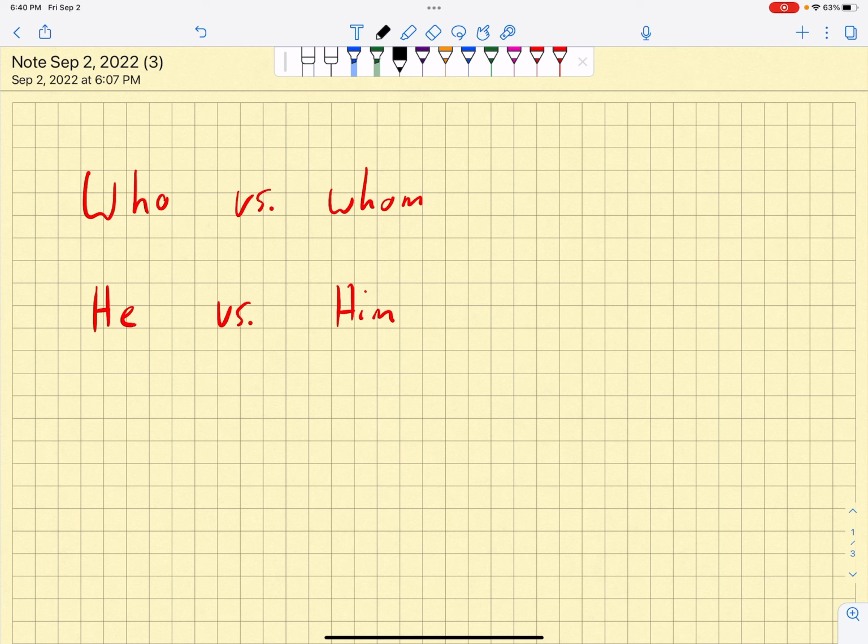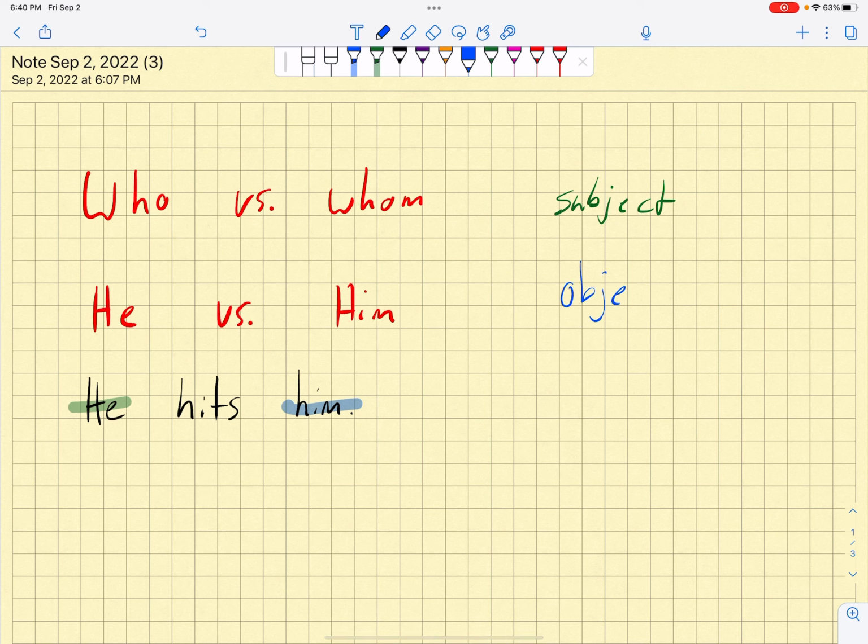We're very familiar with he and him. We're very familiar with when they sound grammatically correct, and usually when they sound correct is because they are. So if we were to use an example sentence, he hits him, very, very simple, right? He is the subject and the doer in the sentence, whereas him is the object, the recipient of the action in the sentence. So he hits him, subject acts upon object.